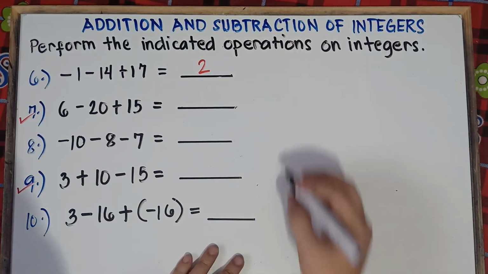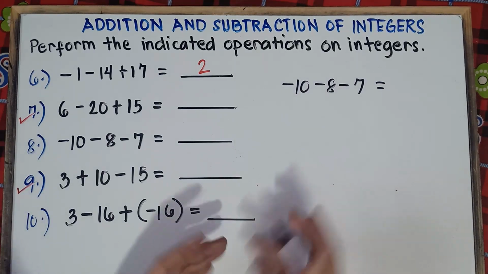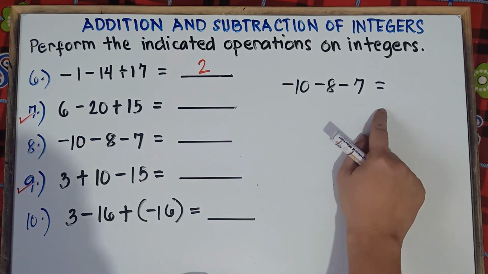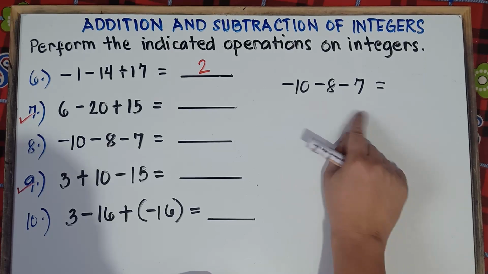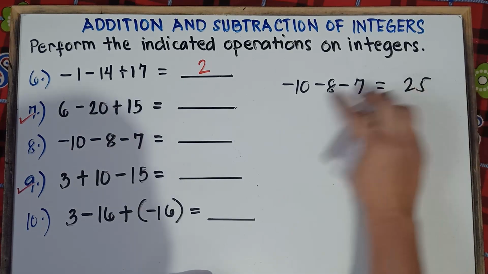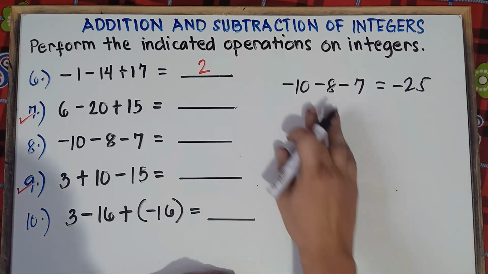Alright, so let's have example number 8. We have negative 10 minus 8 minus 7. Now, if you have an example like this, class, you can just simply add the numbers and then simply copy the sign. 10 plus 8, that's 18, plus 7, that would be 25. And then simply copy the sign: negative 25. That's the shortcut there, class.